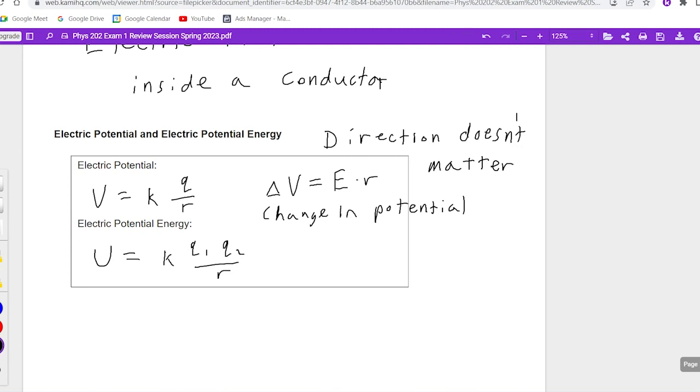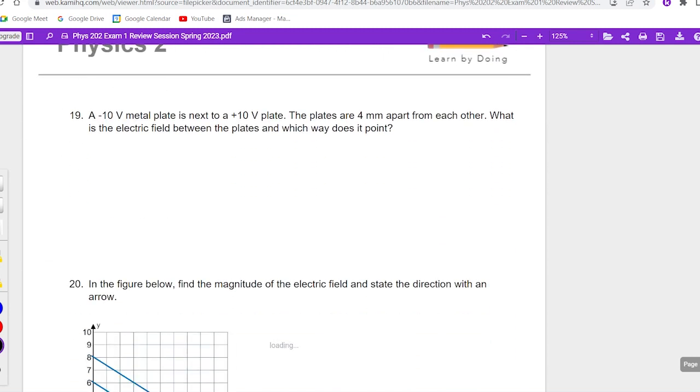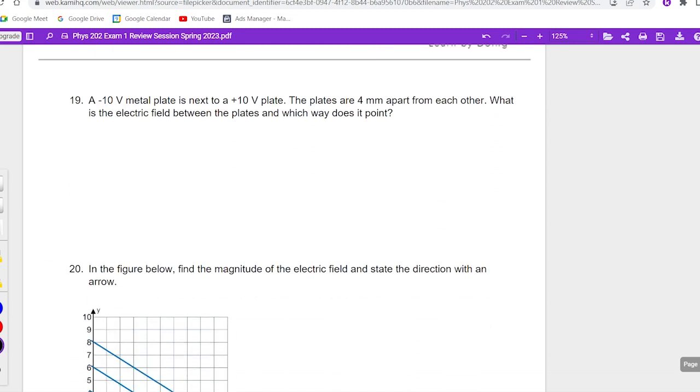Great. Let's look at number 19. A negative 10 volt metal plate is next to a positive 10 volt plate. The plates are 4 millimeters apart from each other. What is the electric field between the plates and which way does it point? So if I have a negative 10 volt plate over here and a positive 10 volt plate over here, and the plates are 4 millimeters away from each other, which I'll convert to meters. That's going to be 0.004 meters because you divide by 1,000. I want to find the electric field between the plates and which way does it point.